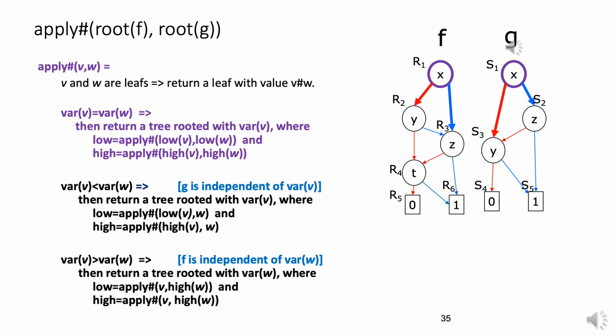When the parameters are non-leafs that are labeled with the same variable, let's call it x, then we apply the procedure recursively. First, with the low successors of the two nodes, and then with the high successors of the two nodes. These results will become now the low and the high successors of a new node labeled with x.